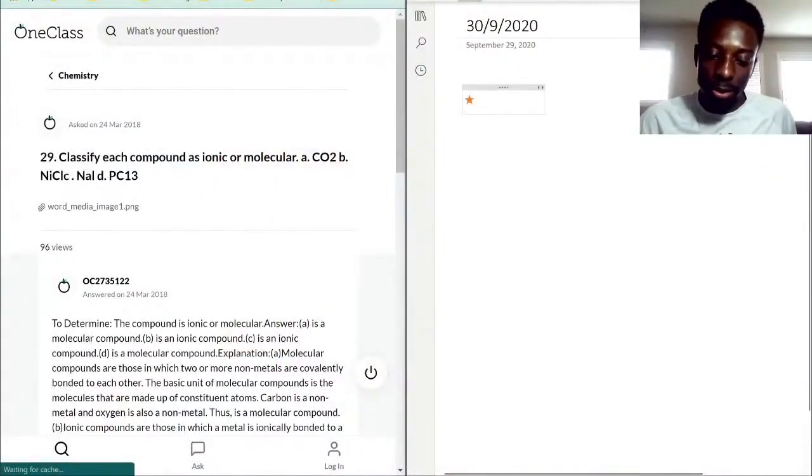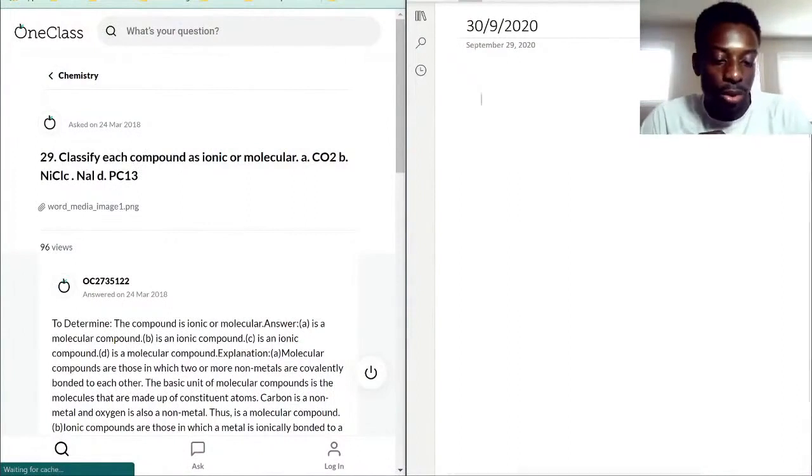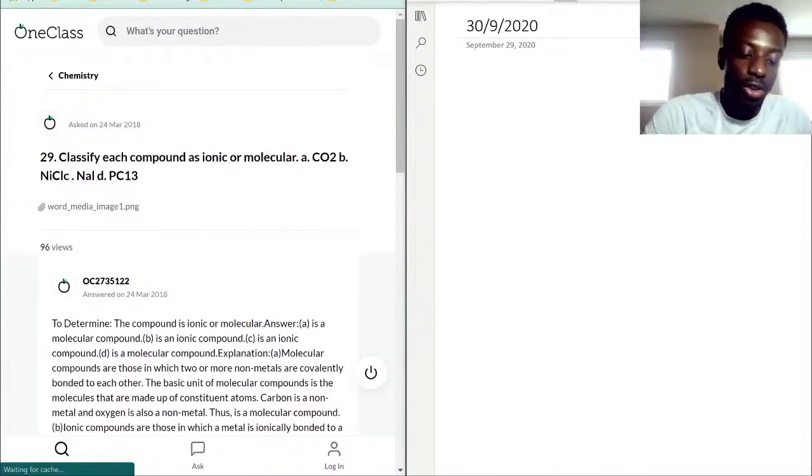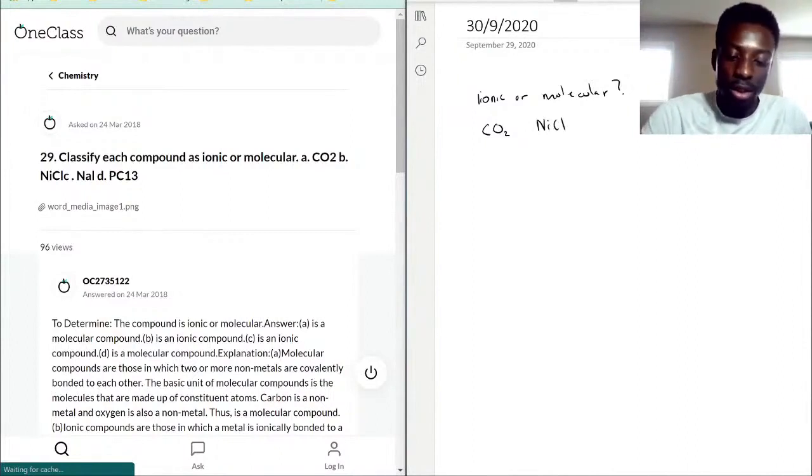Okay, well, let's begin. The first question is about classifying each compound as ionic or molecular, and they're giving us 4 of them. We're given CO2, that's carbon dioxide, NiCl, that's nickel chloride, NaI, that's sodium iodide, and PCl3, not PC13, PCl3, and that's phosphorus trichloride.